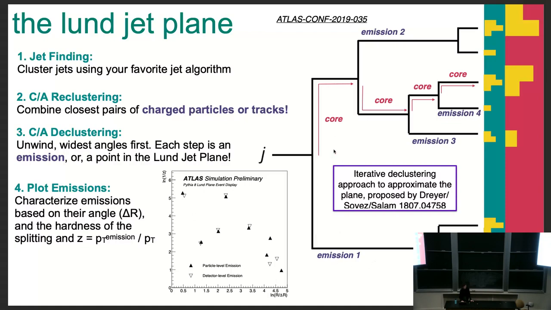And you just make a plot. You continue declustering, and you plot each of the emissions, their z and their delta R, and this goes into your plane. Then if you plot many jets instead of just this one, you get a picture of where emissions tend to happen and how they tend to behave.